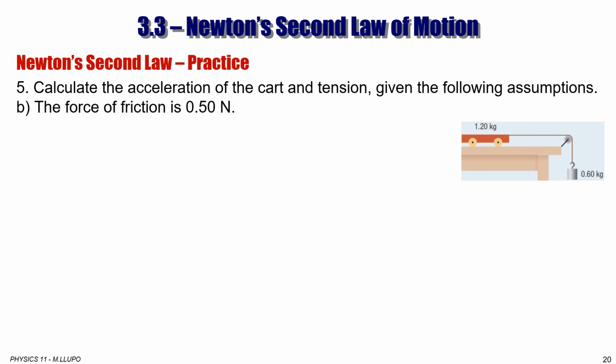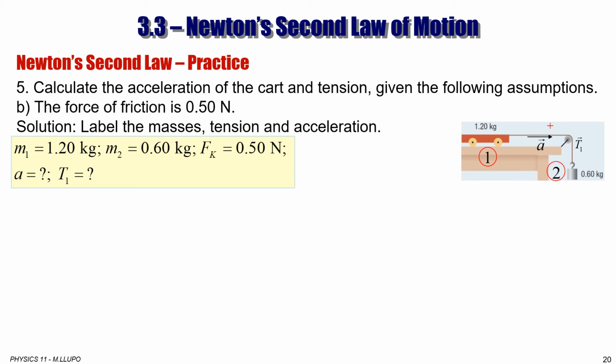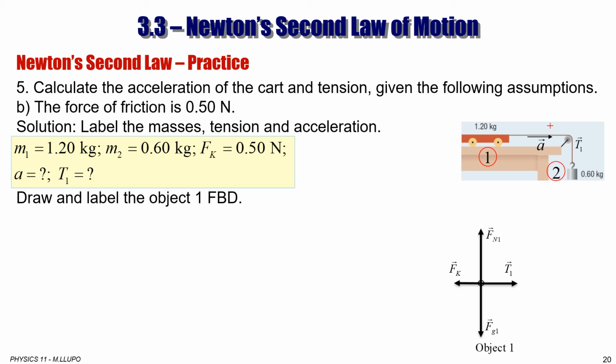Now, force of friction has to be taken into consideration when we calculate acceleration and tension. Let's start with labeling the same way: object 1 and object 2, direction of the acceleration and tension. Write what is given, what is required, and then draw and label the object 1 free body diagram. The difference here is we do have force of kinetic friction, which is in the opposite direction of the motion. So the motion is to the right, and force of kinetic friction has to be to the left.